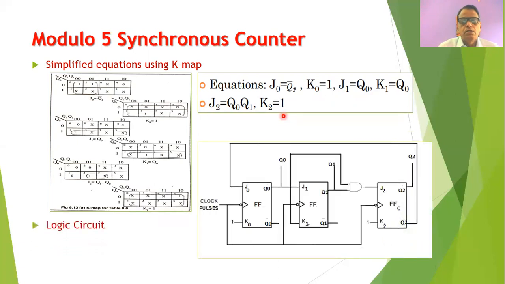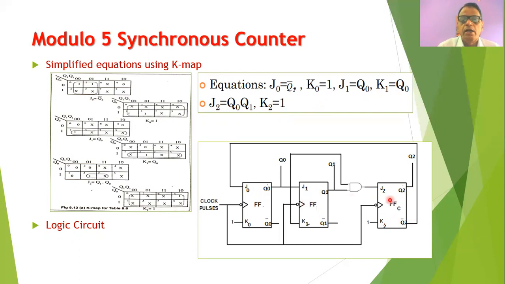Now once you obtain these equations, then you can go for the logic circuit. The logic circuit is to be constructed as per the equations. So J0 will be connected to the Q2 bar and K0 will be connected to 1. J1 will be connected to Q0 and K1 will also be connected to Q0.